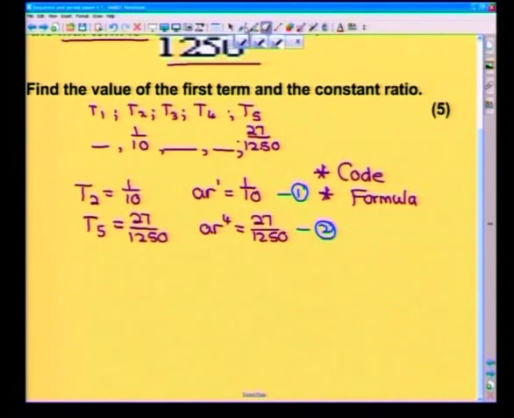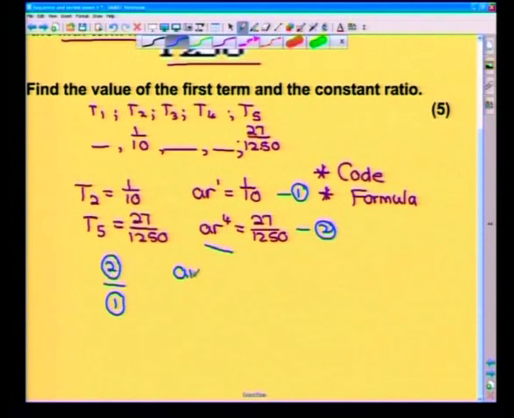So going back to our question, if I look over here, this one's got the bigger powers. So let's take equation 2 and divide it by equation 1. So it's AR to the 4, equals 27 over 1250, and then I'm going to divide it by equation 1, which is AR, and that's going to be 1/10. So literally what I do is I take the left side of this, divide by the left side of that, equals the right side of that divided by the right side of that. Right, so doing that, you can see that the A's will cancel, and I'm going to get r cubed.